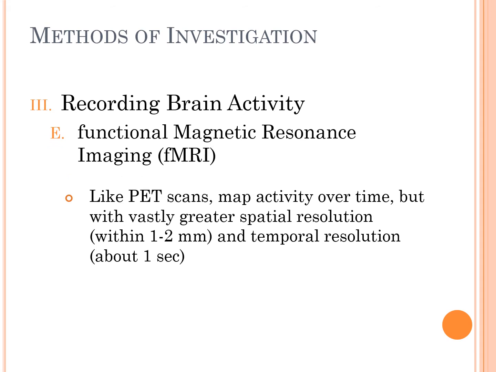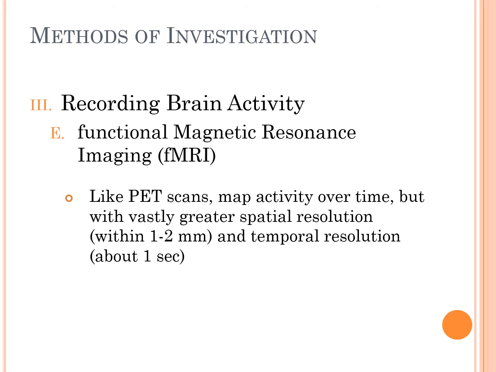So as I said, the fMRI is preferred to PET. Like PET scans, we can map brain activity over time, but with vastly greater spatial resolution. Within 1 to 2 millimeters, you're going to see some pictures and you're going to see that they are much more precise about where brain activity is. And greater temporal resolution as well, so greater resolution in time.